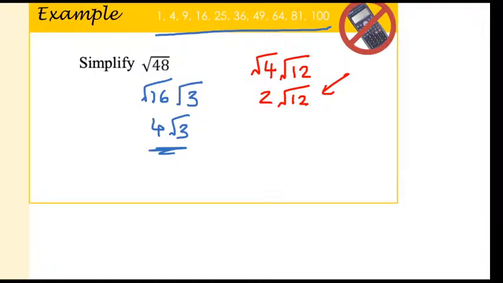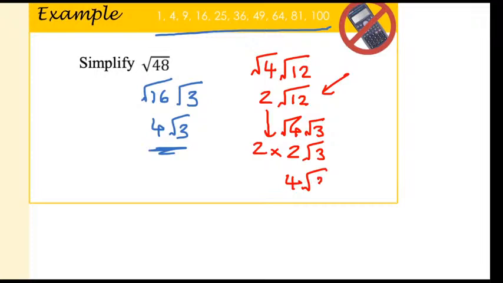So I could do that separately. Root 12 is root 4 root 3. 4 times 3 is 12, which is 2 root 3. But don't forget we had that 2 in front of it. So we've got 2 lots of 2 root 3, which is 4 root 3.